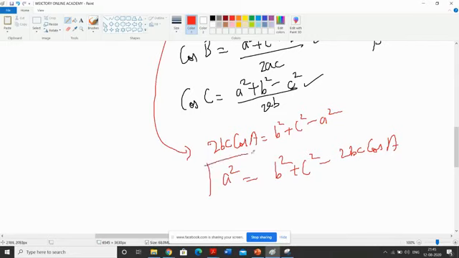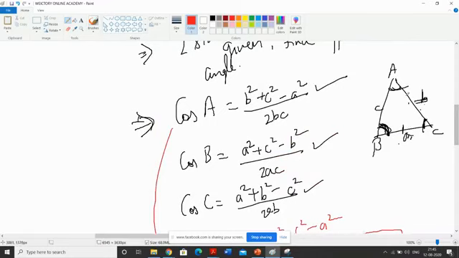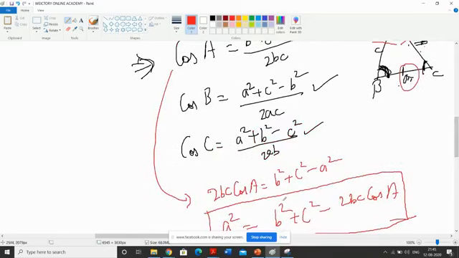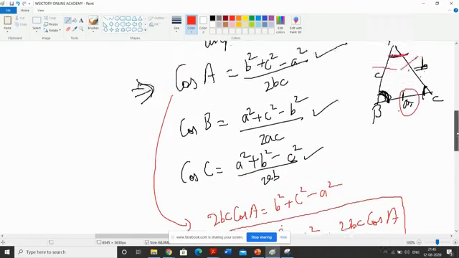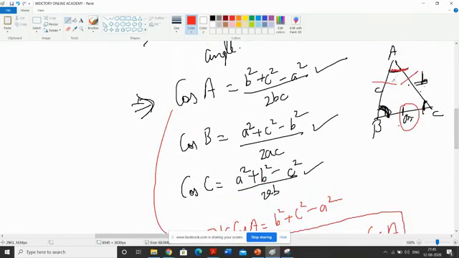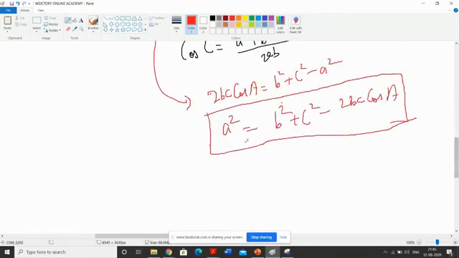So this is another form of cosine rule: if two sides are given, for example, these two sides are given, and the included angle is given, using cosine rule you can find out the opposite side. So two sides B and C are given, and angle A, the included angle, is given. You can use cosine rule to find out the opposite side. So the opposite side is A square.